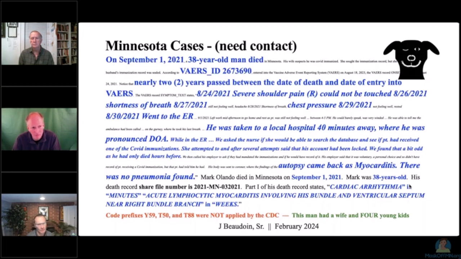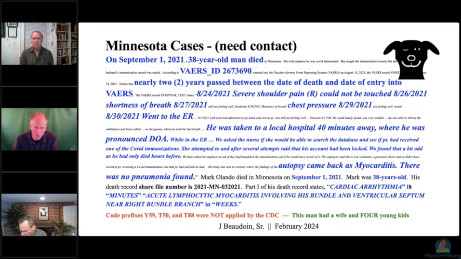The circumstances of him ending up on his front lawn were not nice. The poor guy was just struggling to breathe. And he was taken to a local hospital 40 minutes away, pronounced DOA. While in the ER, we asked the nurse if she would be able to search the database to see if the patient had received one of the COVID immunizations. She attempted to, and after several attempts, said that his account had been locked. We found that a bit odd, as he had only died hours before.